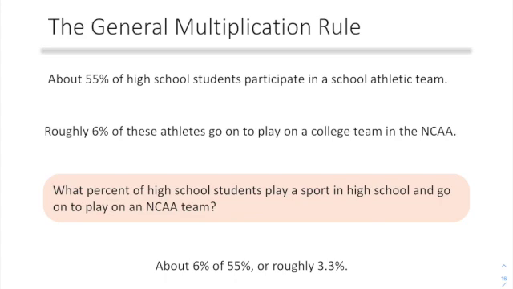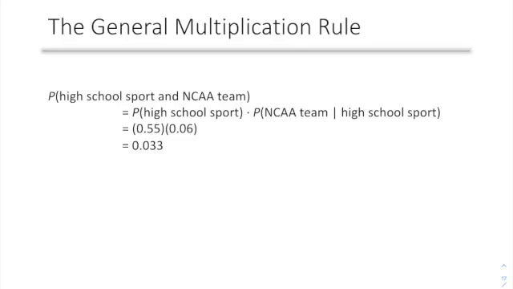Okay, so now let's look at the general multiplication rule for probabilities and also tree diagrams. So here's an example. About 55% of high school students participate in a school athletic team. Roughly 6% of these athletes go on to play on a college team in the NCAA. What percent of high school students play a sport in high school and go on to play in the NCAA? Well, 6% of 55%. Multiplication is roughly 3.3%. You're simply doing the multiplication of those two percents.